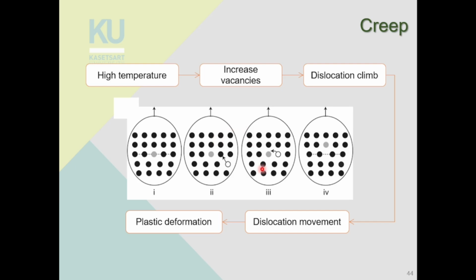Okay, so at high temperature, you have increase in vacancy. The dislocation will climb to another plane. Dislocation movement and plastic deformation movement will cancel each other out, etc. Right? So you get this annihilation of dislocation at high temperature.